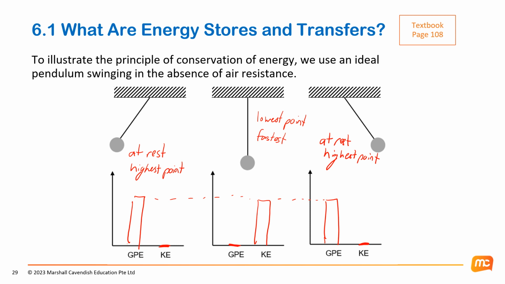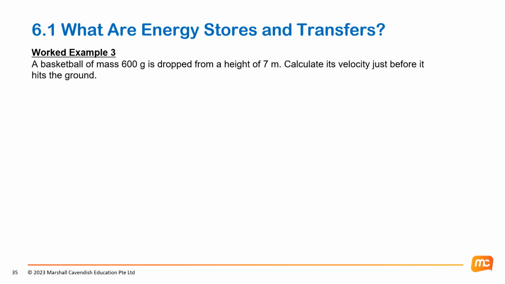Gravitational potential store transfers to the kinetic store, and then as it swings back to the highest point on the left, again to its gravitational potential store. So now we've got a worked example. We've got a basketball of mass 600 grams dropped from a height of 7 meters, and we want to calculate the velocity just before it hits the ground.